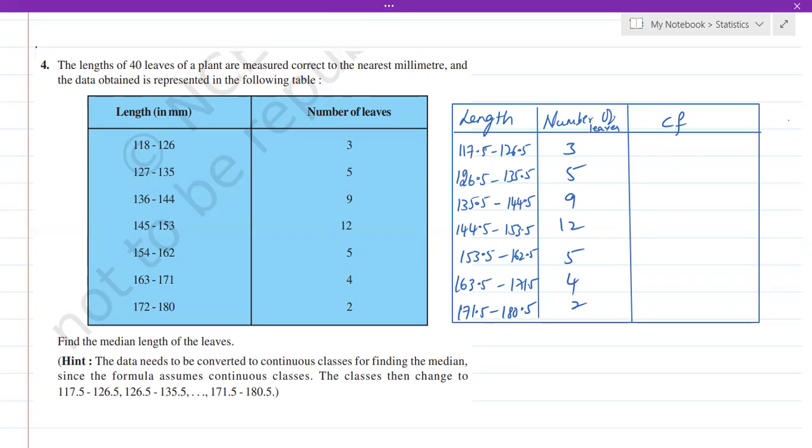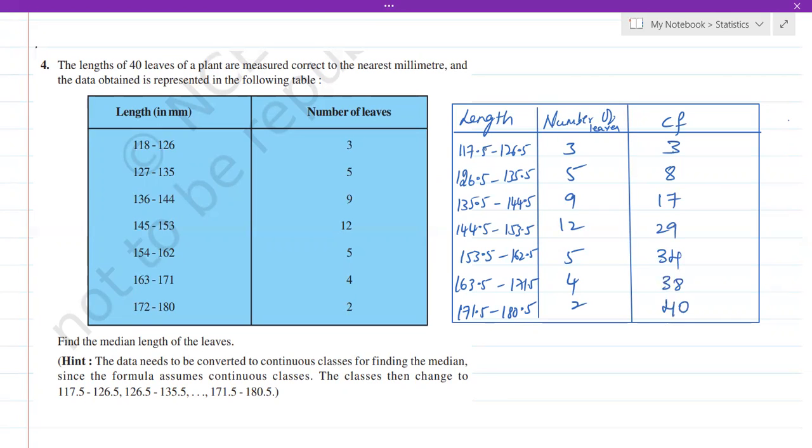Let's find the CF. First value as it is, 3 as it is. Then add it, 3 plus 5, 8. 8 plus 9, 17. 17 plus 12 is 29. 29 plus 5 is 34. 34 plus 4 is 38. 38 plus 2 is 40.